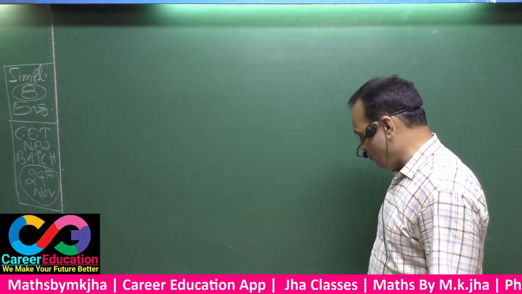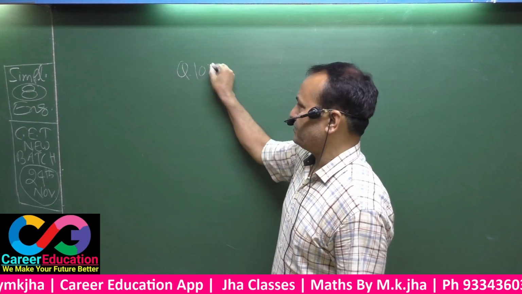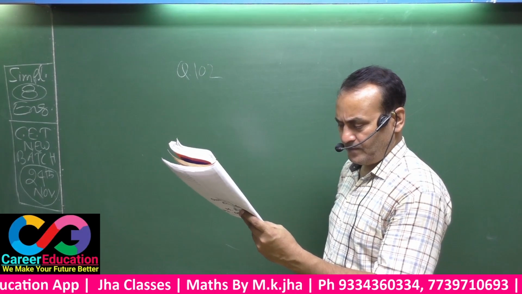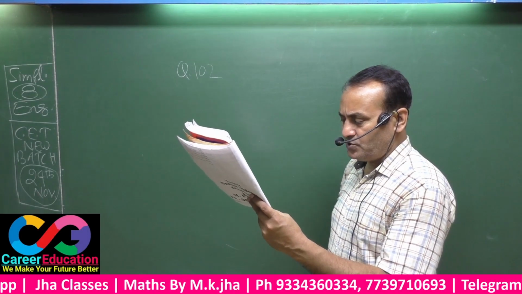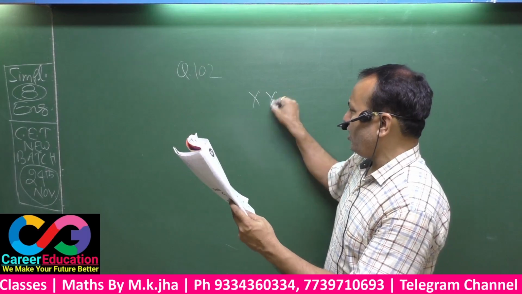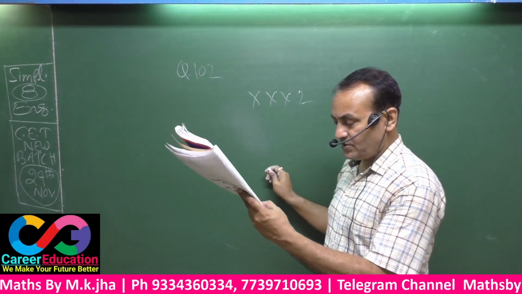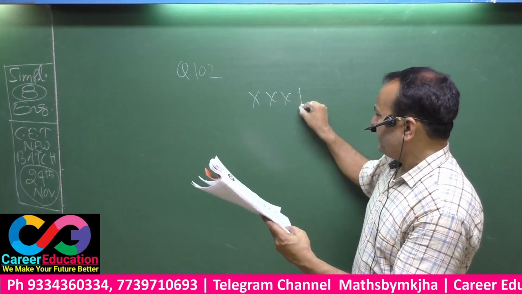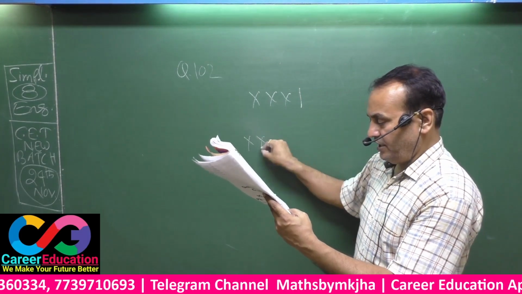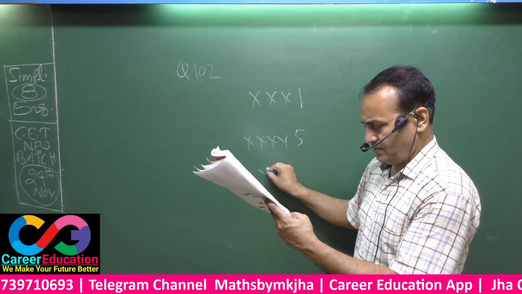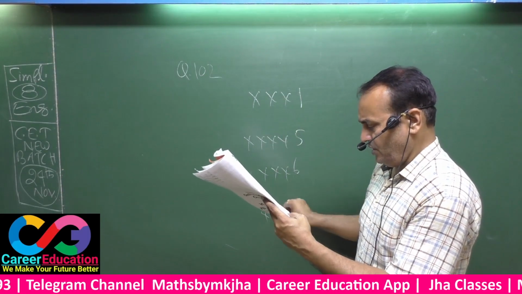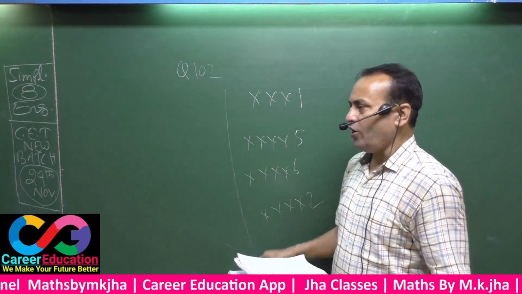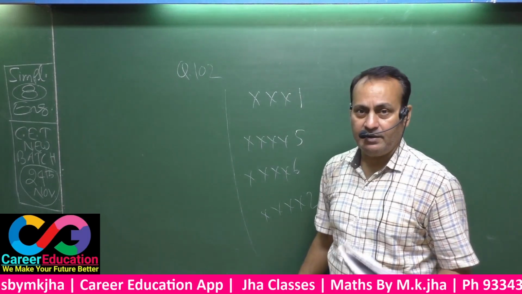Question number 102 is, see, which of the following is not a perfect square number? Which of the following is not a perfect square number? The same knowledge, the same concept will be applied here. Which one of them is not a perfect square number?